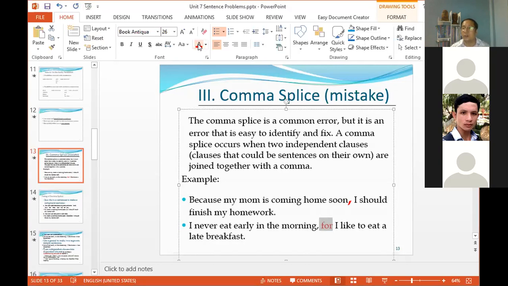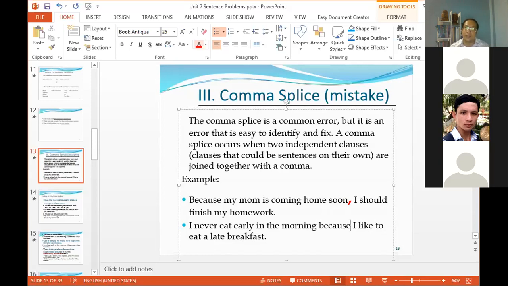Okay, so you can use for or you can omit it and use because, right? Because I like to eat a late breakfast, no problem. So this is about the way we correct the comma splice, where we join two sentences with one comma.